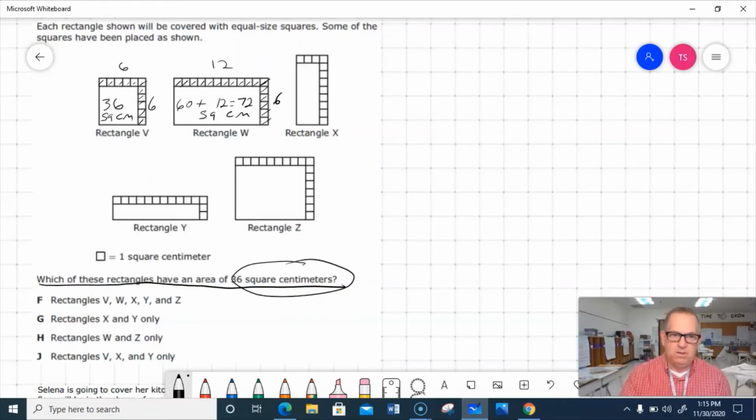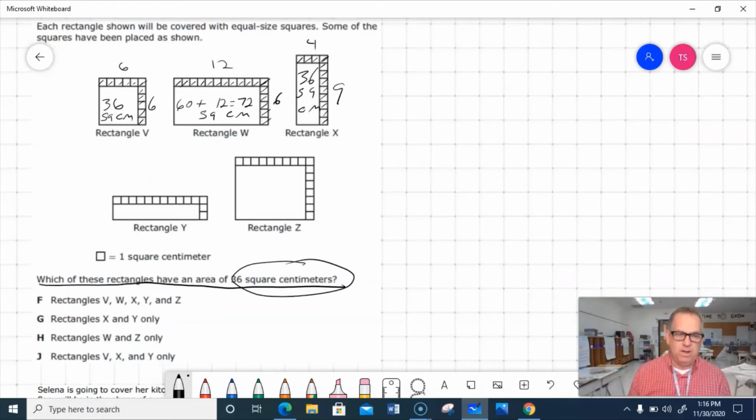Okay, let's go ahead and look at rectangle X. What is the area of rectangle X? Okay, let's check it out. That's 1, 2, 3, 4 by 1, 2, 3, 4, 5, 6, 7, 8, 9. So 4 times 9. I can use my fingers to do 4 times 9. If I go ahead and tuck in my fourth finger, so that's 1, 2, 3, 4, that's 36. So the area of rectangle X is 36 square centimeters.